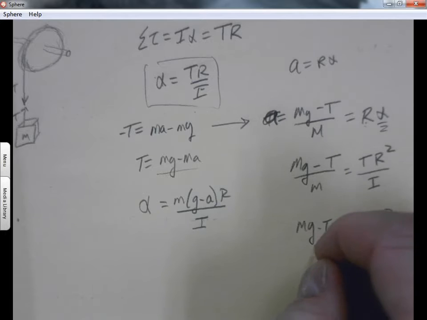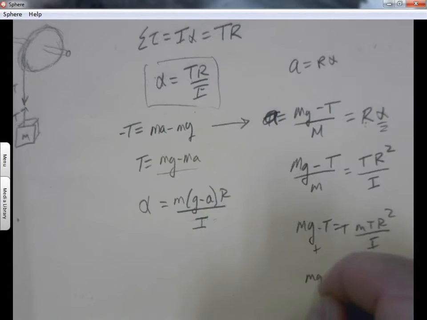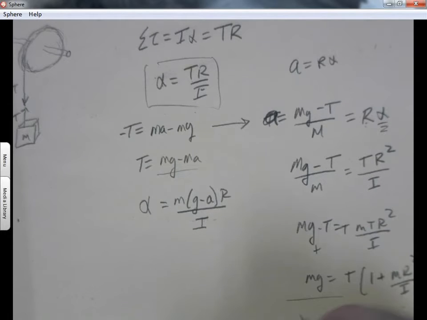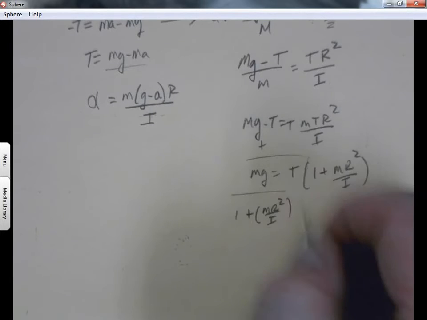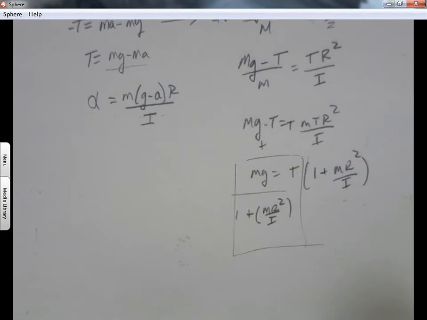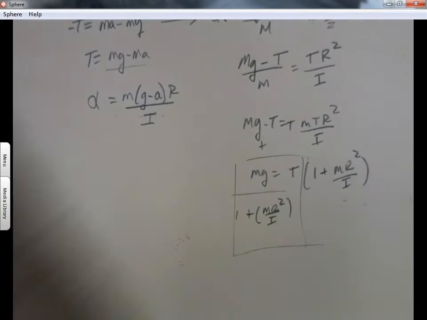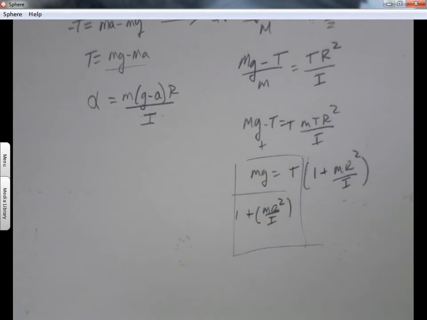All right, so we're going to add T to both sides. mg equals T times 1 plus m r squared over I, and then we divide this by that, and it's mg over 1 plus m r squared over I. That is our tension.